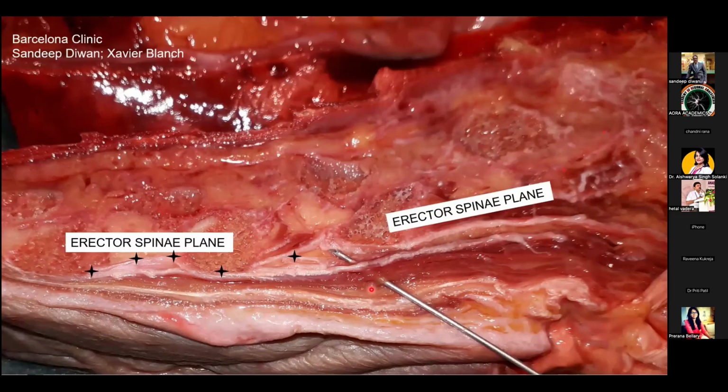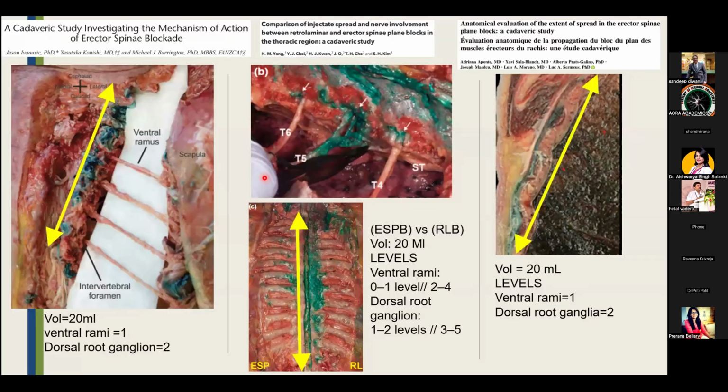Now, when you insert your needle deep to the erector spinae muscle, it lies deep to the erector spinae muscle. It is the erector spinae plane. So this all is the erector spinae plane. And we try to inject a local anesthetic, and we try to overcome a couple of barriers to see that the drug then percolates deep and ventral into the paravertebral space. That is what we are supposed to anticipate.